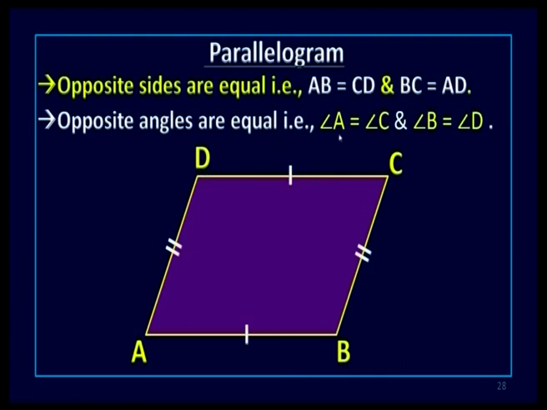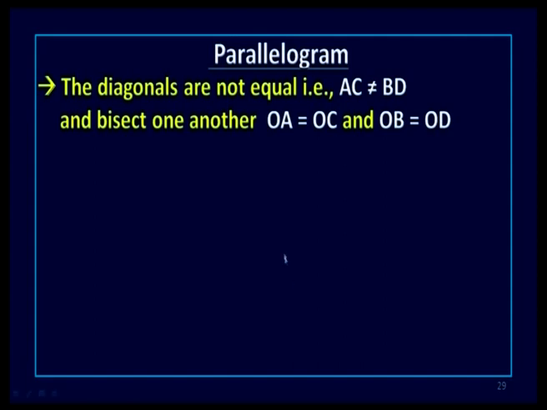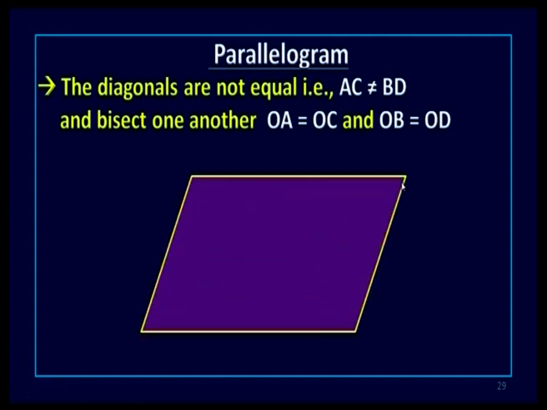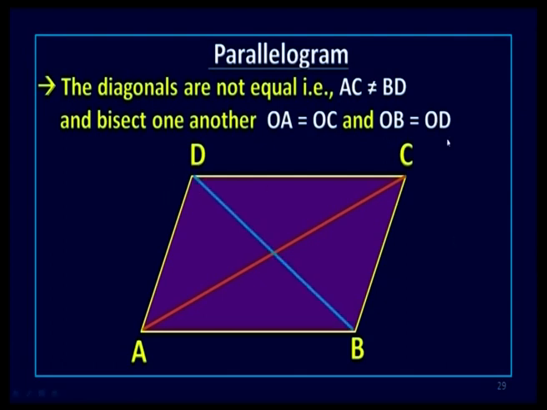Opposite angles are equal. Children, you can understand here angle A equal to angle C, angle B equal to angle D. So what I can say, children, here in parallelogram ABCD, opposite sides are equal and opposite angles are also equal. The diagonals are not equal. Children, I am taking here ABCD parallelogram. AC is one diagonal, BD is another diagonal. Are they equal, children? No. So I can say AC not equal to BD.